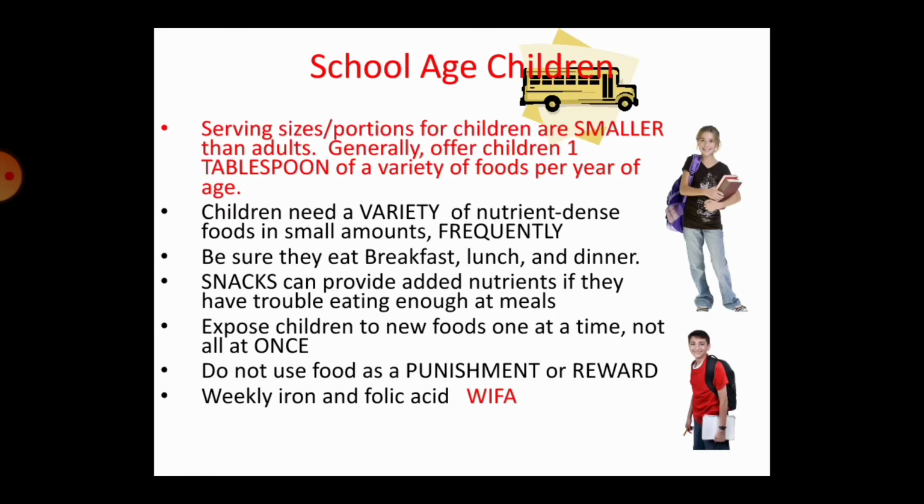School age children are very active, so they need a variety of nutrient dense foods in small amounts frequently. Expose children to new food one at a time, not all at once. Do not use food as a punishment or reward. In schools now, we have a program called WIFS, where weekly iron and folic acid is given for the prevention of nutritional problems, especially anemia, among adolescent children.